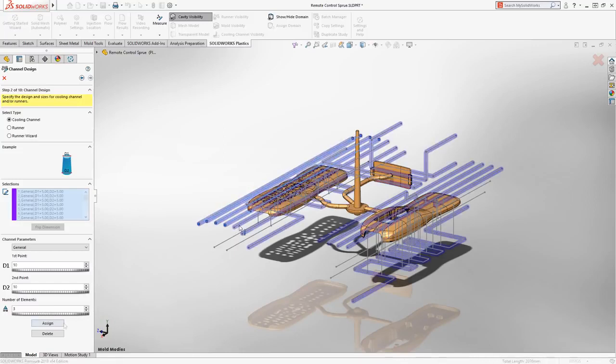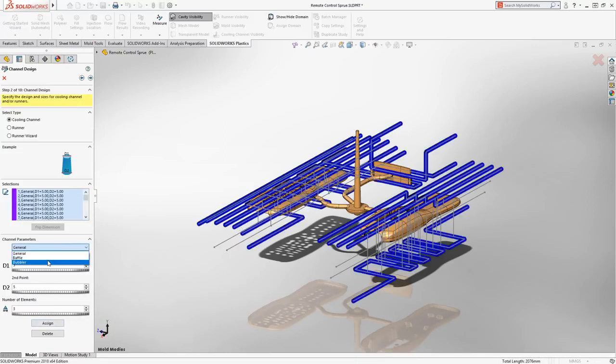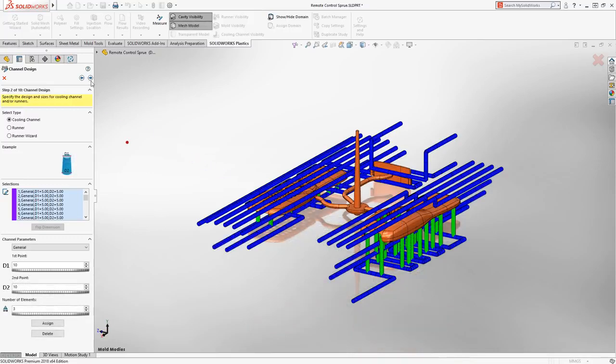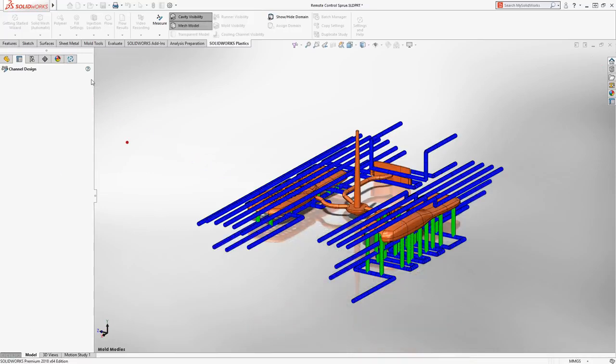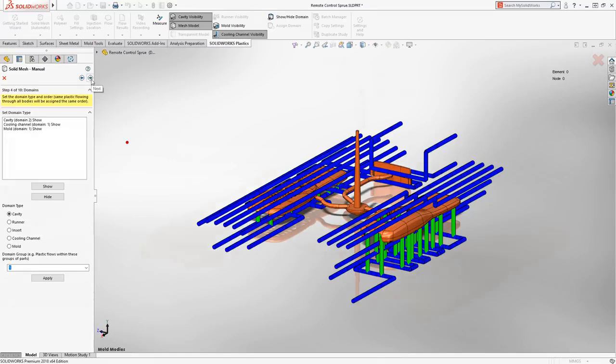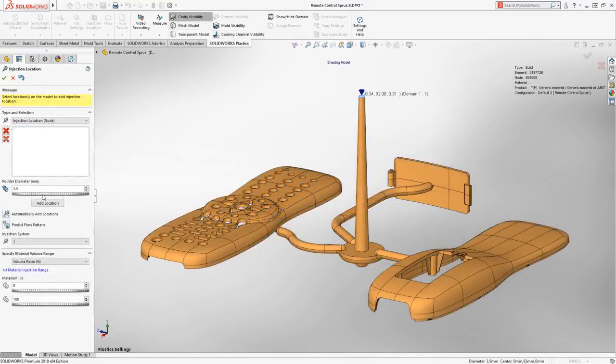SolidWorks Plastics empowers you to better understand how the plastic injection molding process can affect your injection molded parts. With a streamlined workflow, you can set up any variation of the mold process, including specifications for injection locations, cooling lines, runner systems, and much more. This allows you to evaluate a variety of real-world manufacturing conditions.